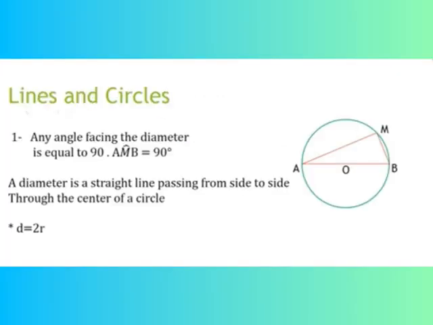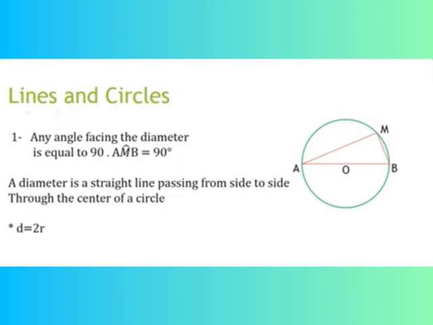First of all, any angle facing the diameter is equal to 90 degrees. And here in this figure, the angle AMB is a right angle since it is facing the diameter. And we have OB is a radius, for example, 3 centimeter. And we need to find AB.